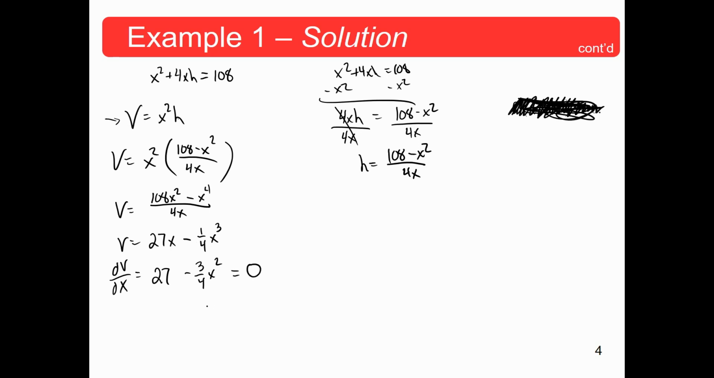So this gives me 3/4 x squared equals 27. Multiply by 4/3 to get rid of the fractions. I get x squared equals 36. Take the square root of both sides. I get x equals plus or minus 6. Now for this problem, it makes no sense to say that x equals -6. It makes more sense to say x equals +6. So we get that x equals 6.